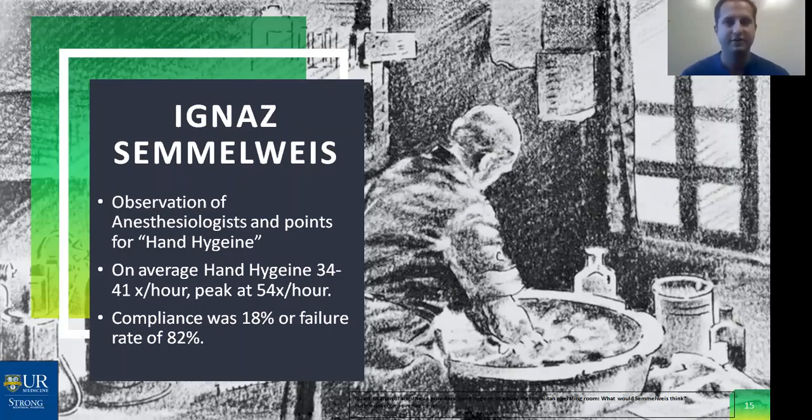He was working in Austria in the middle of the 1800s, and in Vienna, they had two places where women were giving birth. They had the doctors' hospital, in which MDs were training medical students and residents, and then they had the midwifery hospital. And in the midwifery hospital, the incidence of puerperal fever was much lower.